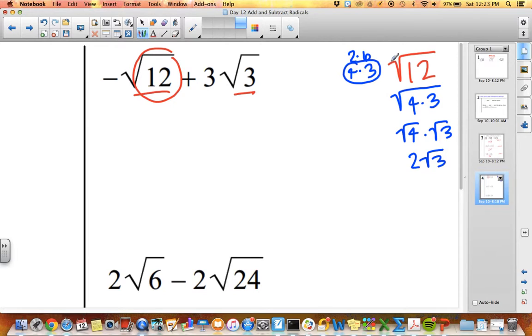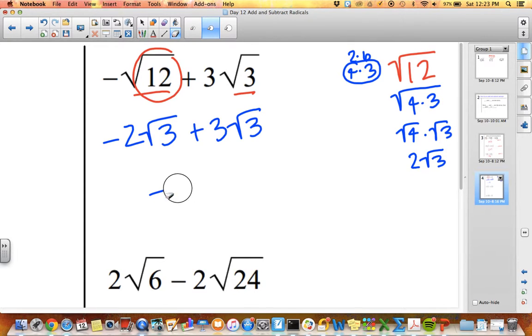Since the square root of 12 is equivalent to 2 square roots of 3, I'm going to replace my square root of 12 with 2 square roots of 3. But since I have this negative on the outside, I have to keep it, so I'm going to write it out in front. Plus 3 square roots of 3. So now I have the same radical, so I just add negative 2 plus 3 is negative 1. So, excuse me, that's positive 1. Negative 2 plus 3 is 1, so I just have 1 square root 3.